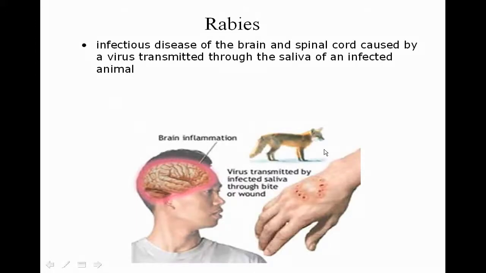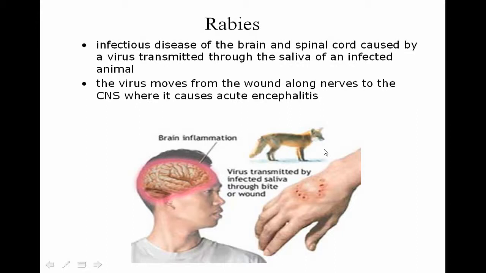Rabies I also want to include in this description of central nervous system conditions. Infectious disease of the brain and spinal cord caused by a virus transmitted by saliva of infected animals. Again, the prevention is so important, and the prevention is having our domestic animals vaccinated, and if we are bitten or scratched or come in contact with a wild animal, we might very well have to have rabies shots to prevent us from developing the true infection with rabies.